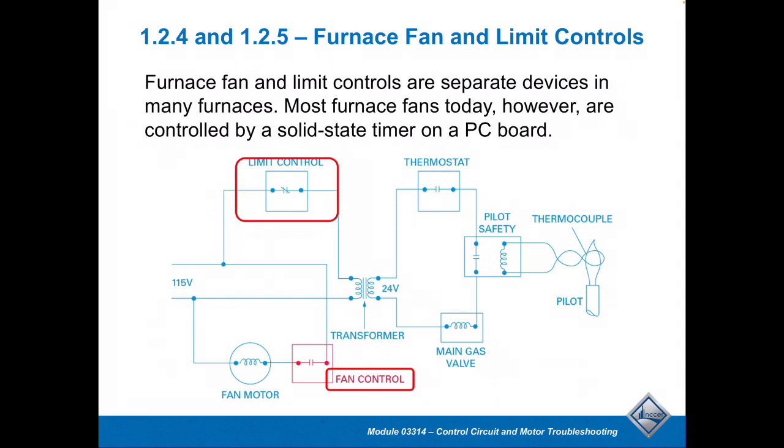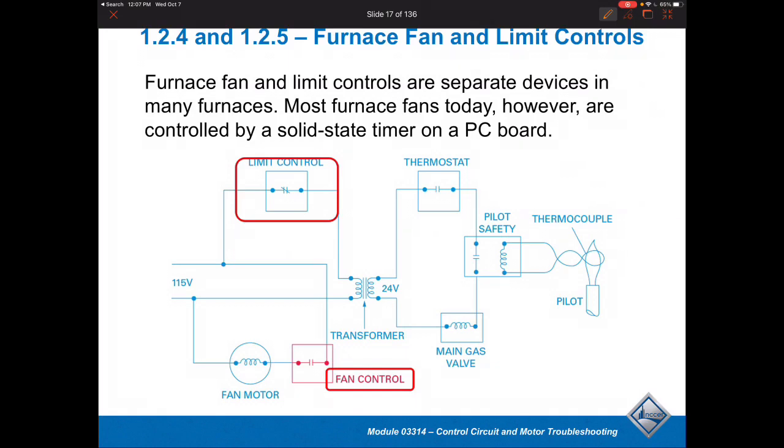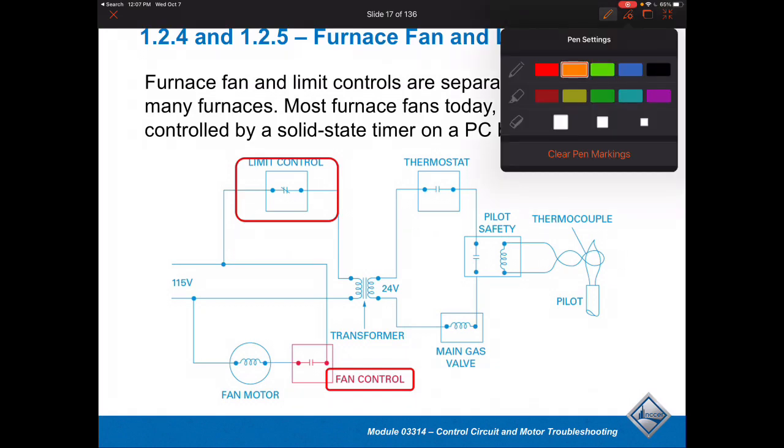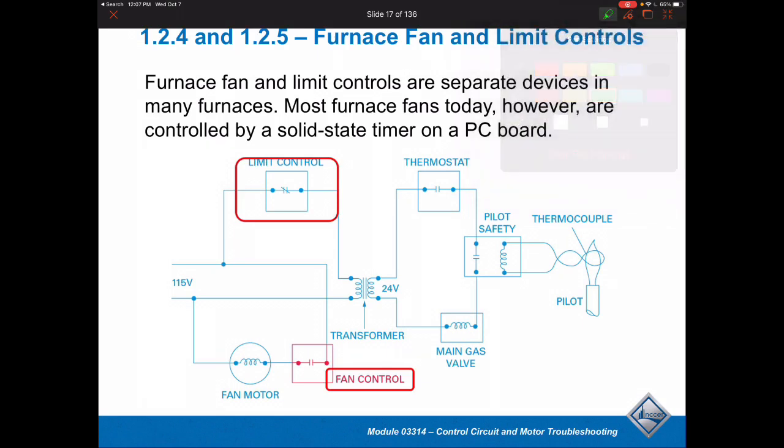All right. So the next circuit that we're going to take a look at in this application is a furnace fan control, limit control. In this particular diagram, I'm going to switch to a highlighter. As we're running power into our device, let's say in this example we've got power running to here, then through the limit control, and that is feeding the transformer in this case.